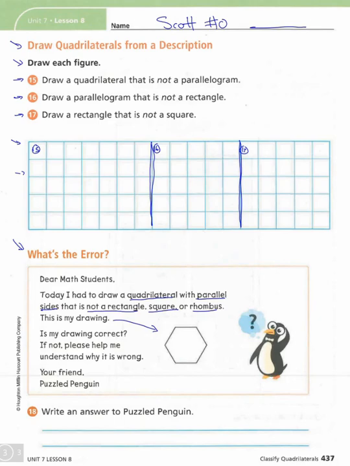Your friend, Puzzled Penguin. So down here on number 18, write your answer to Puzzled Penguin, why his drawing is not a quadrilateral with parallel sides that is not a rectangle, square, or rhombus. All right, and when you're done, that's the end of lesson 8.